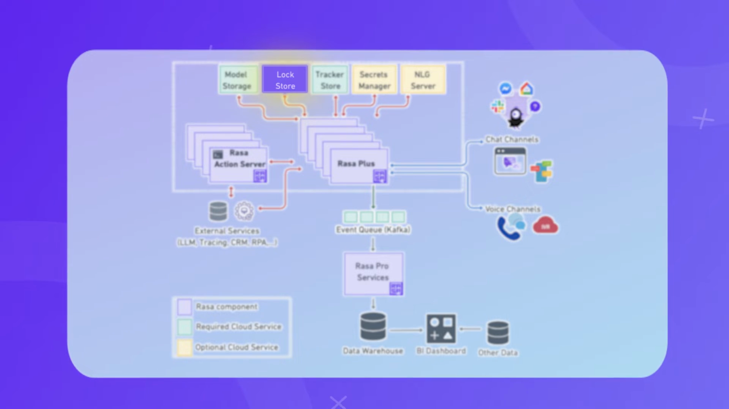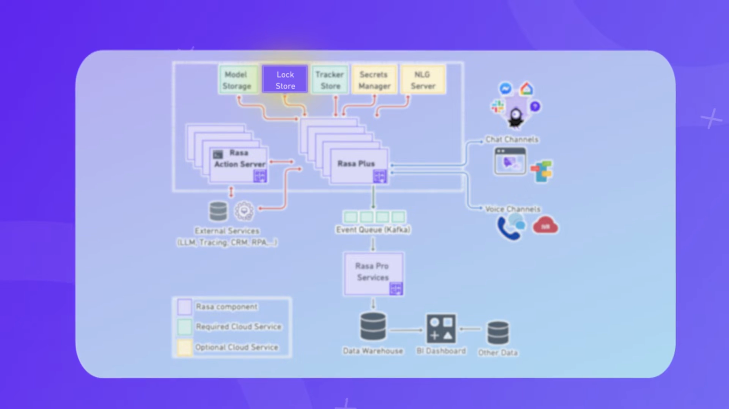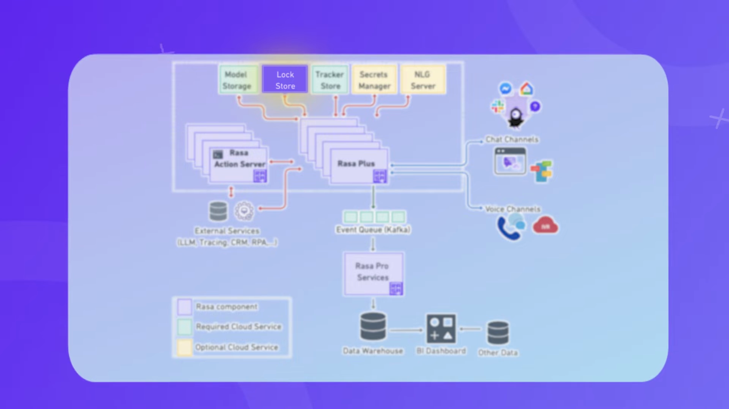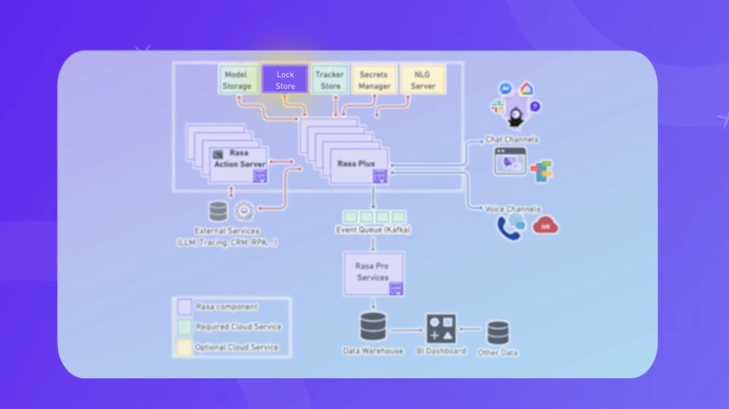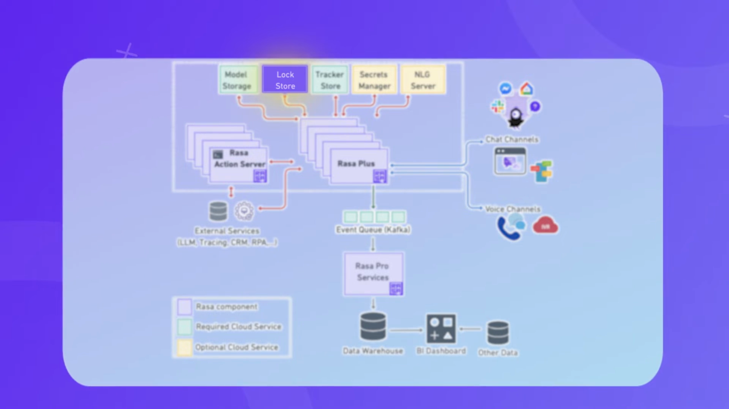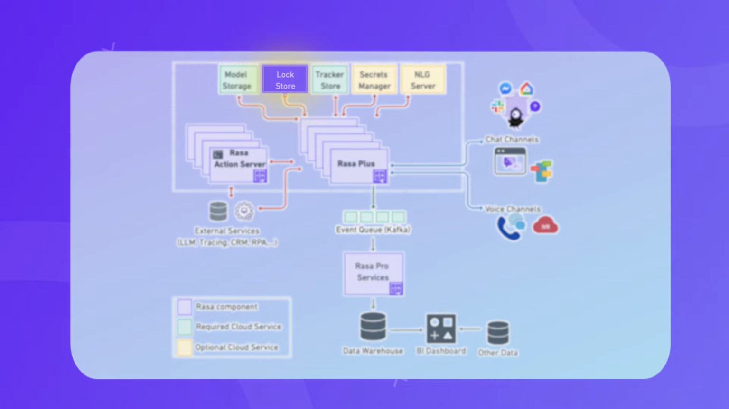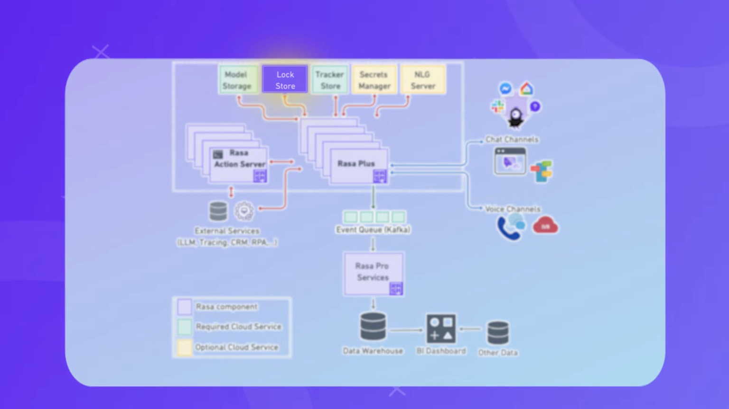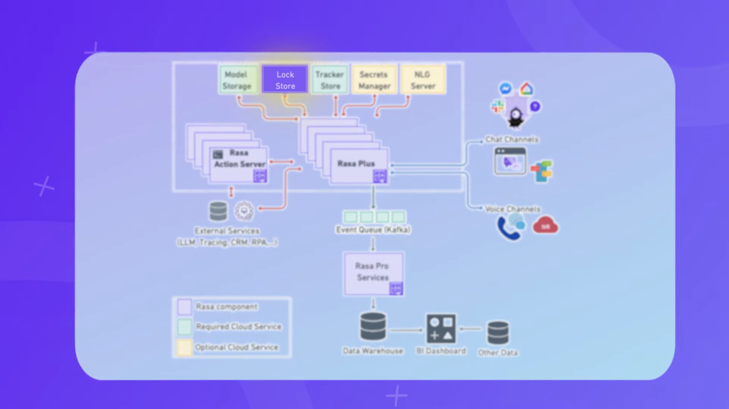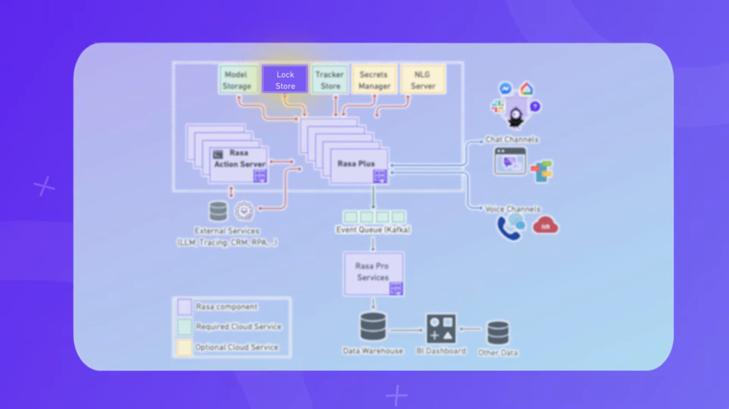The lock store is needed when you have a high load scenario that requires the rasa server to be replicated across multiple instances. It ensures that even with multiple servers, the messages for each conversation are handled in the correct sequence without any loss or overlap.